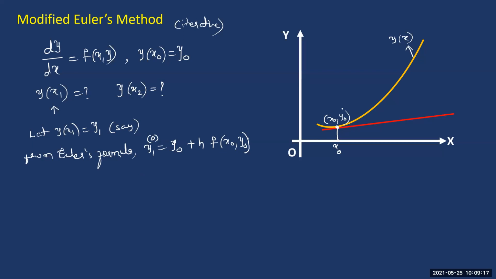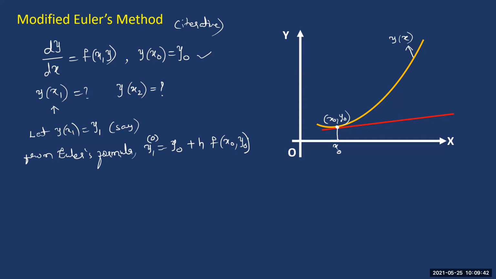When you know this point, what we have done in Euler's formula, I'm just repeating it. When you know this particular graph, this is the solution graph, and you know a point on this graph, which is x0, y0, as given in the initial condition. Now see what we have done. We have just drawn a tangent at this point, and this red colored line is the tangent.